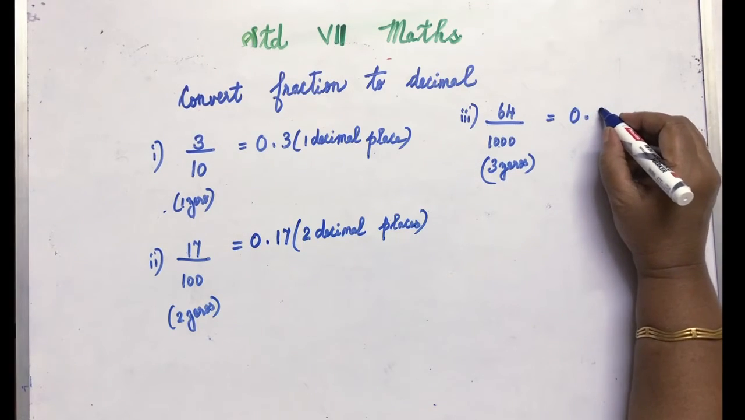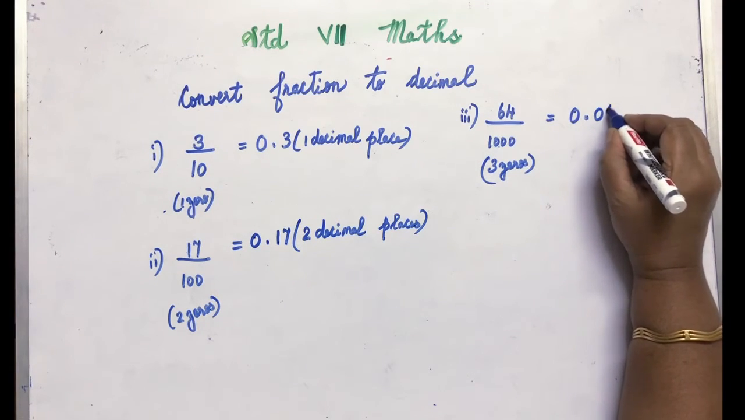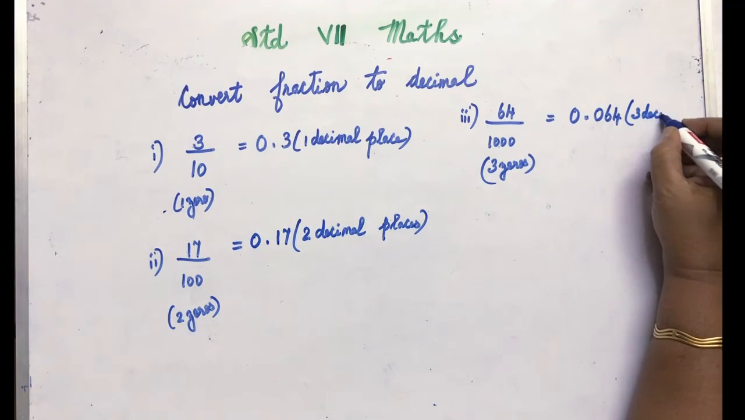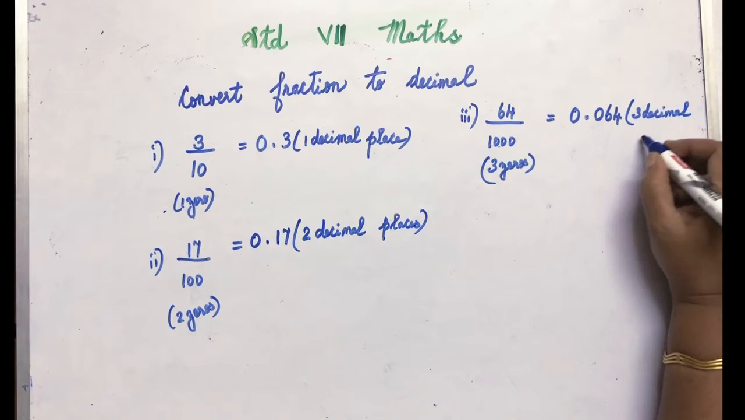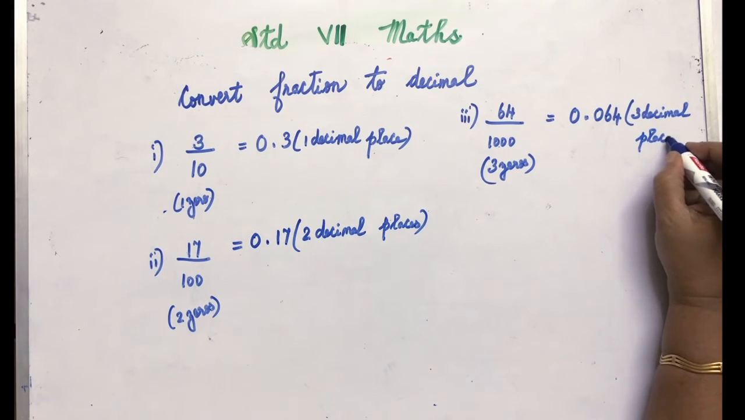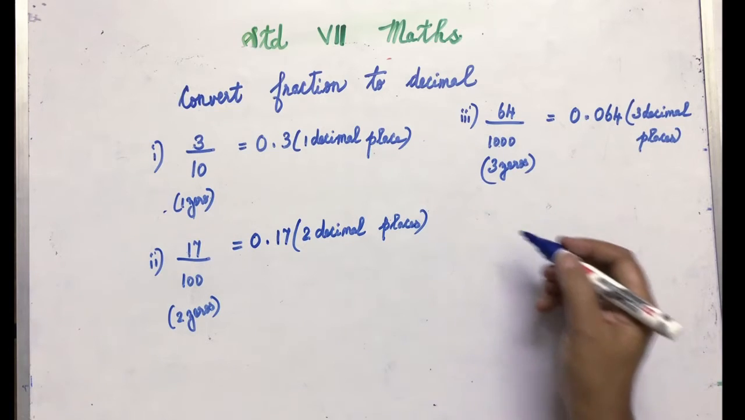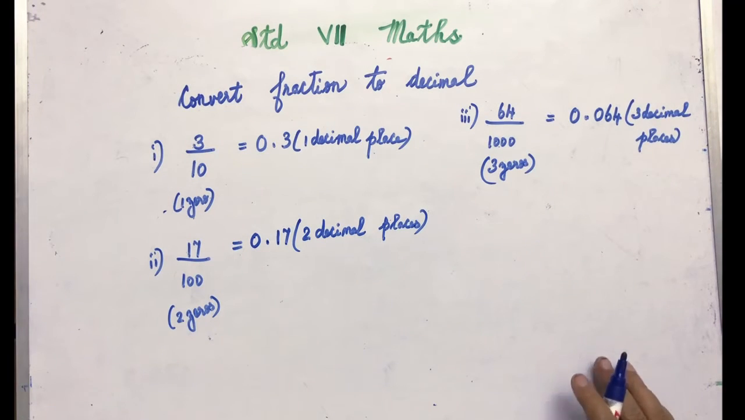So this becomes 0.064. So this is 3 decimal places. So if we are having only 10, 100, 1000, fine. If we have some other numbers, we have to make the denominator into 10 or 100 or 1000 by multiplying by using the tables.